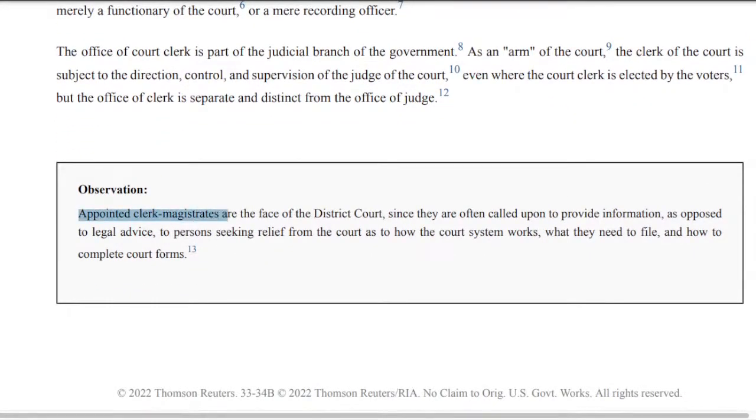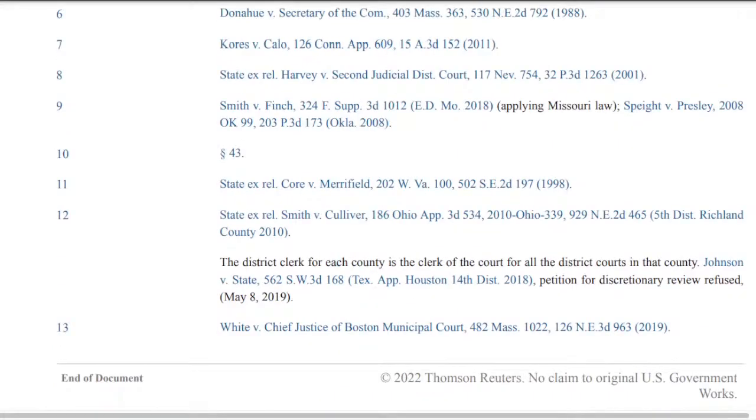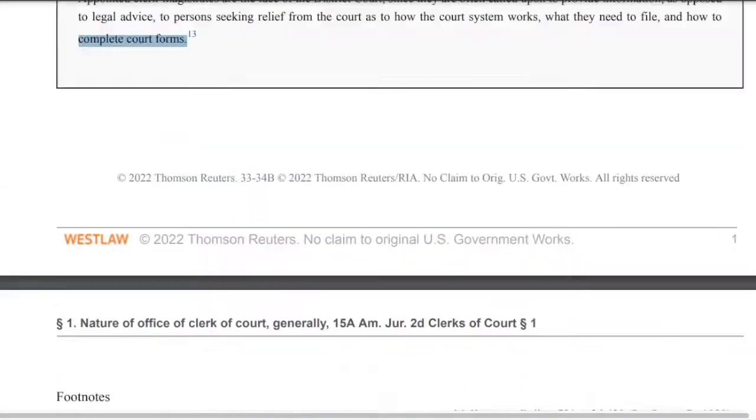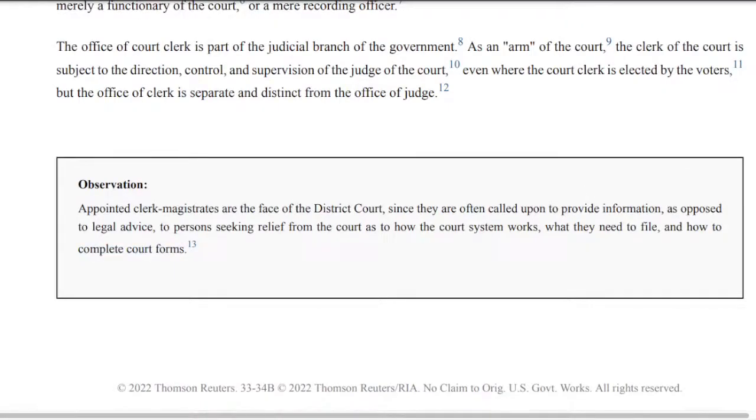Appointed clerk magistrates are the face of the district court, since they are often called upon to provide information, as opposed to legal advice, to persons seeking relief from the court as to how the court system works, what they need to file, and how to complete court forms. And that's 13. Again, White versus Chief Justice of Boston Municipal Court, and that was 2019. So this has been recently established again. So this should be well held, established, and up to date.